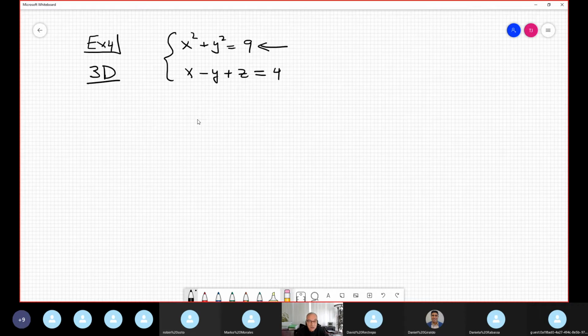The first equation represents a cylinder, a circular cylinder by the way. Not a circle, but a cylinder, because it's along the z-axis. Yes or no? Do you understand this or no? Something like that. Afterwards, I promise you'll see it in GeoGebra.